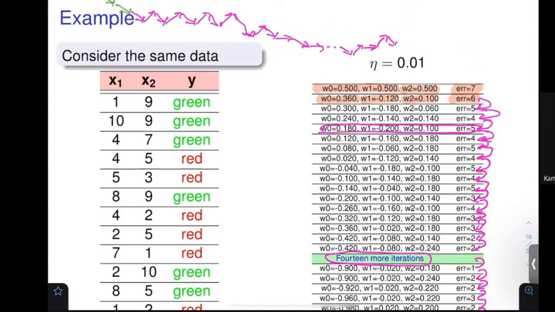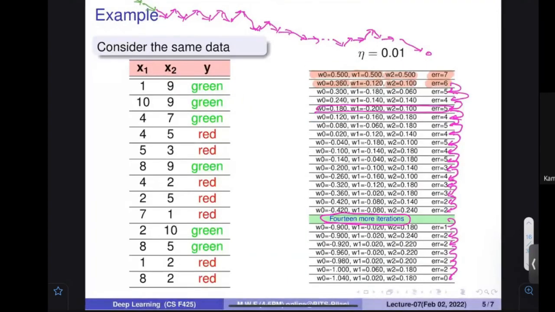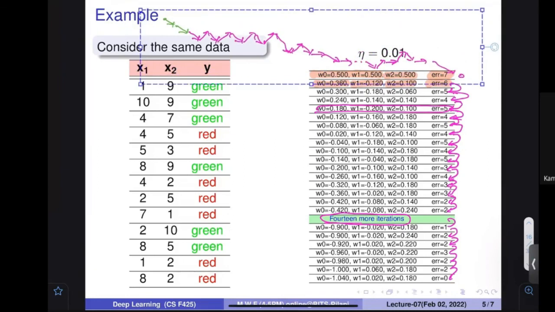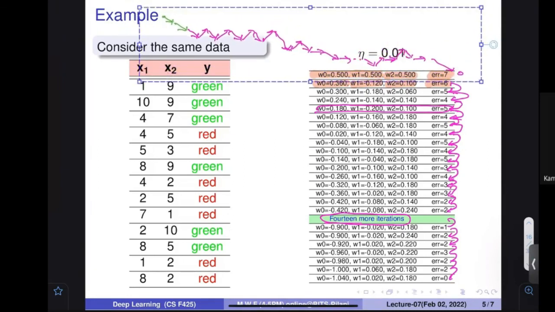2, 2, 2, and it becomes 0. This is what your learning curve is. So this is how your error is going to reduce. Make sense?